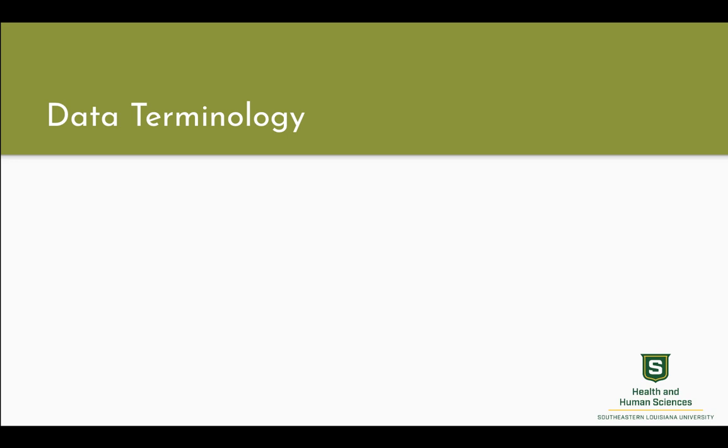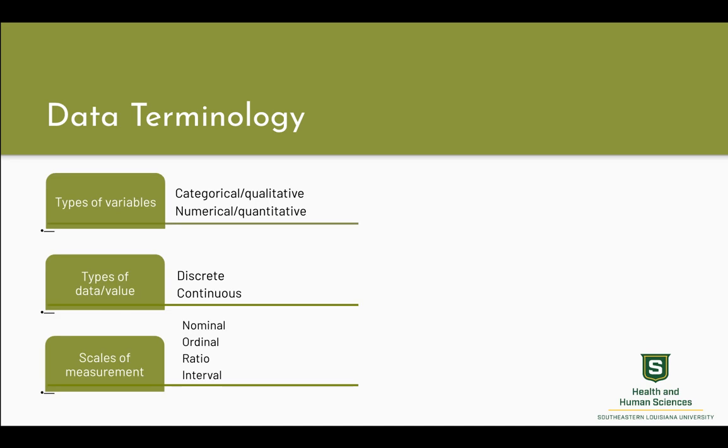So I just want to talk a little bit more about data terminologies, some terms that you're going to hear a lot when it comes to data, and this all fits in with the types of data. You can have a question that is asked about the type of variable. With type of variables, we are looking at things like whether it's categorical or qualitative data, or whether it is numeric or quantitative data.